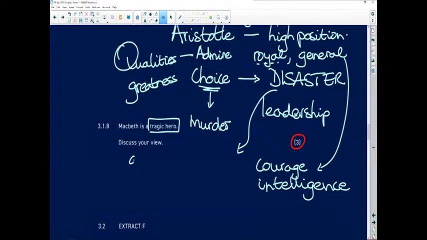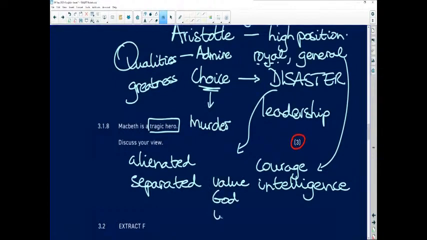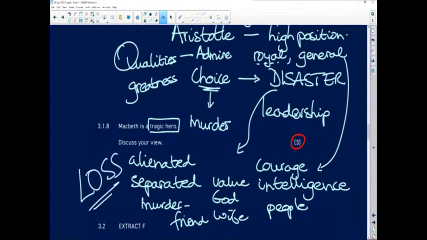First of all, do we know the word alienated? He becomes separated from everything of value. So he becomes separate from God, from his wife, from his people. He ends up murdering or arranging the murder of his friend. So basically, he loses. There is such a loss. He loses everything of value.